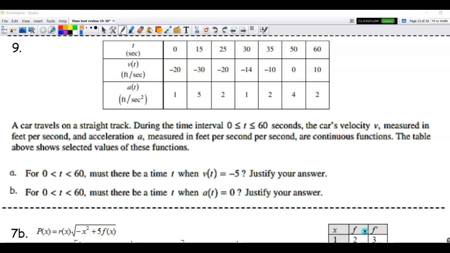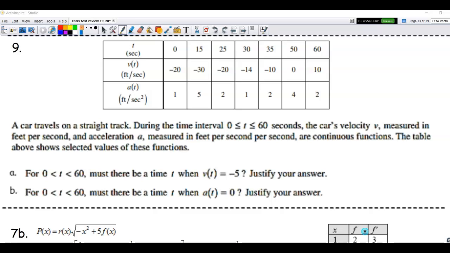Since v prime of t is a of t, and since a of t is continuous, that guarantees that v of t has a derivative. Since a of t is continuous, v of t has a derivative everywhere. So that was a tricky one. Let's go to the write-up in 9b. Let's see if I can move this down just a little bit more. There we go.